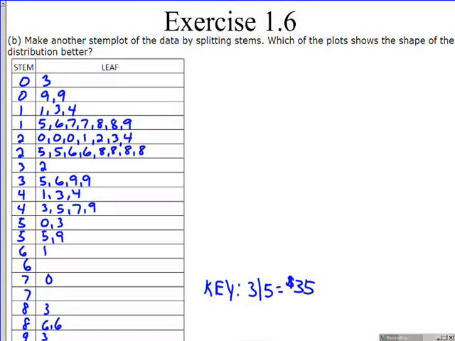From our split stem plot, we can basically see the same thing. So in this case, it probably wouldn't have been necessary to split stems. I just wanted to show you an example of splitting. So again, in this case, both stem plots show a skew right distribution.